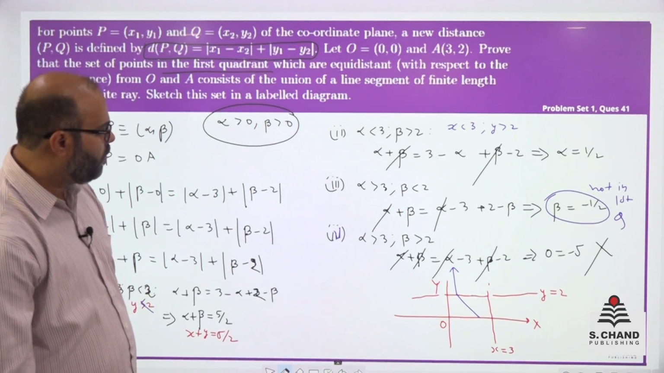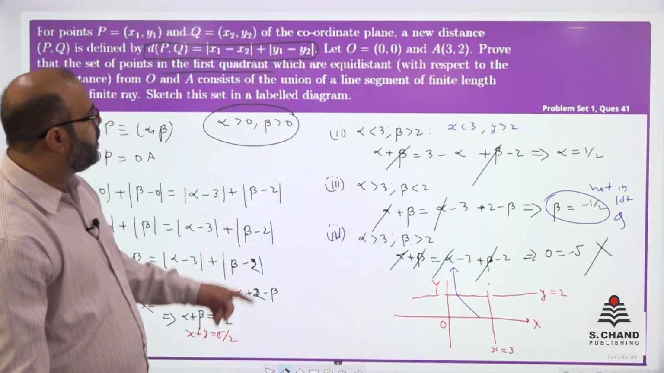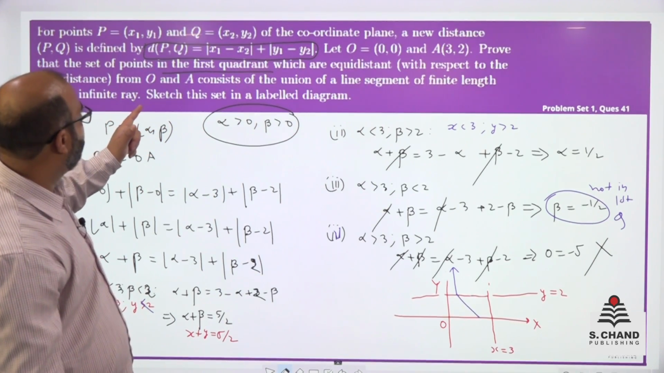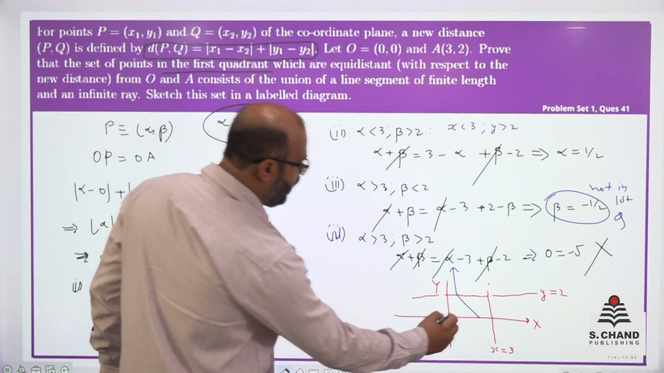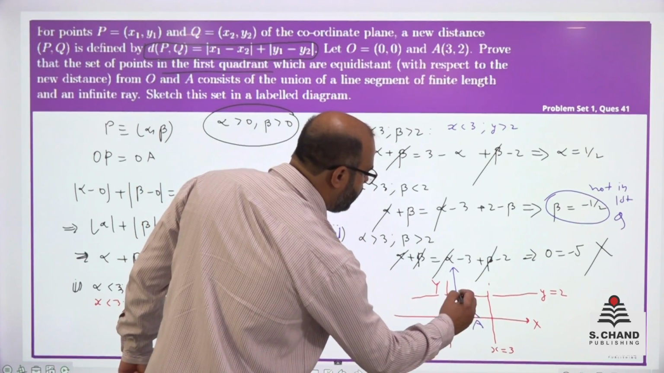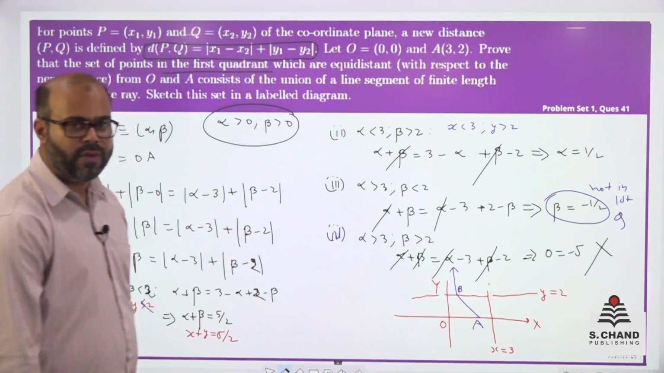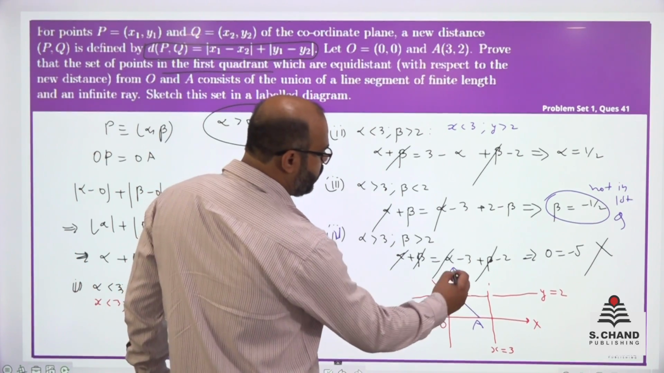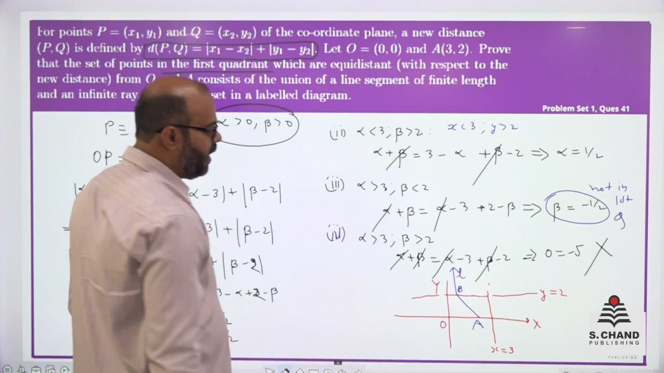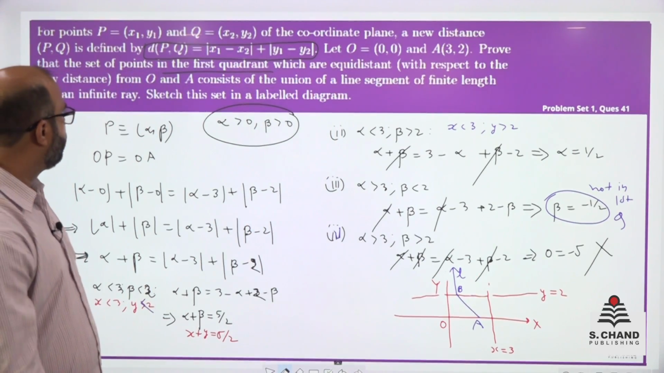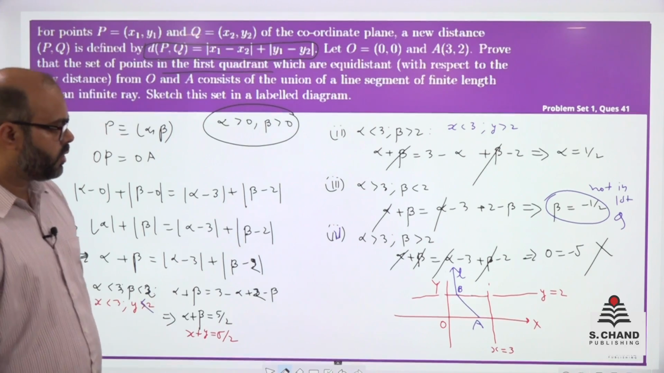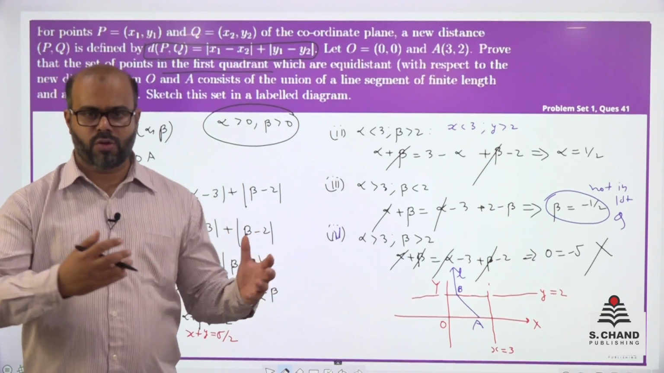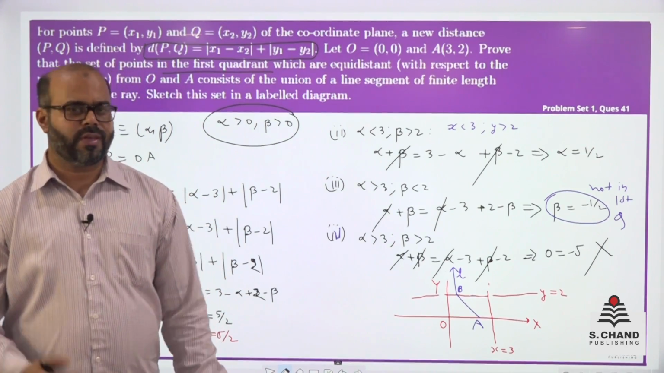So finally what we have got, this blue colored line is actually a union of a finite length line segment from A to B and an infinite ray. This B onwards, this ray is an infinite ray. So this is how we can plot this. I hope you have understood it. Try to do it now on your own and you will be able to solve it easily.